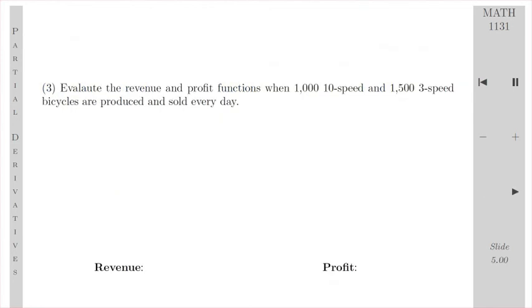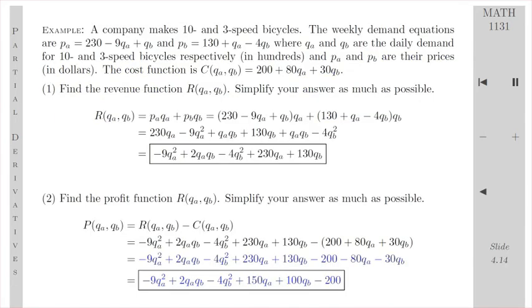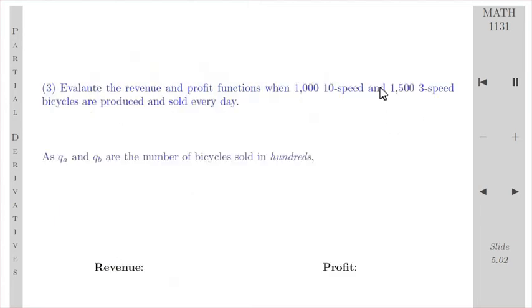When we're evaluating such functions, make sure you pay attention to the units. In some problems, there might be some twist in the unit. If you read this, you see that quantities are given in hundreds of bikes sold per week. So if you're talking about selling 1,000 10-speed bikes per week, then QA is really 10 because 1,000 is 10 hundreds. 1,500 3-speed bikes means that QB is 15. Now if I substitute this in the expressions we found, then we get the revenue and profit functions.